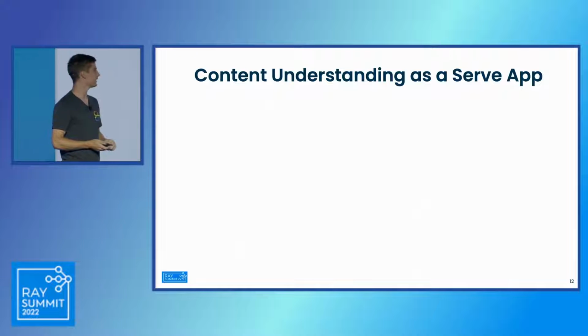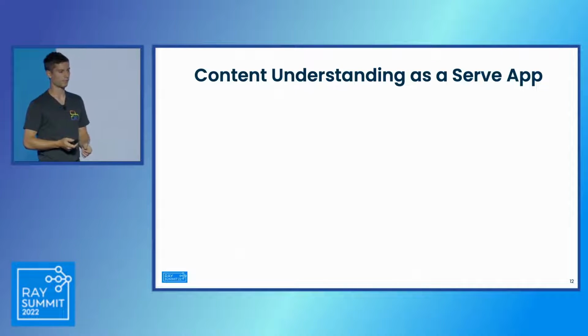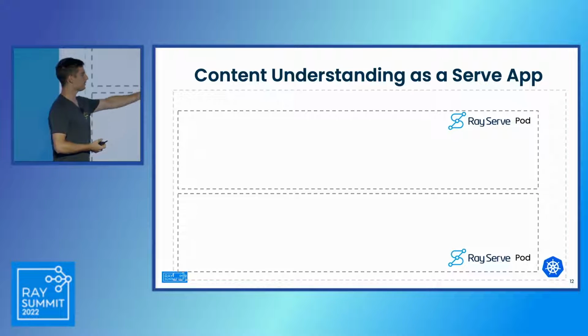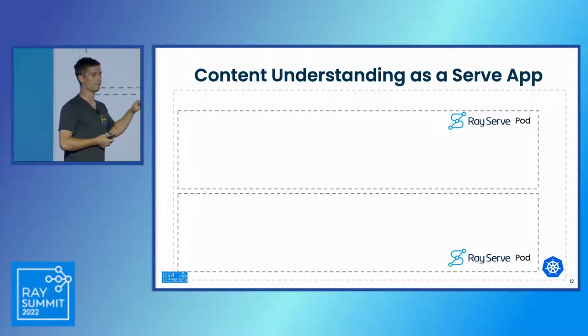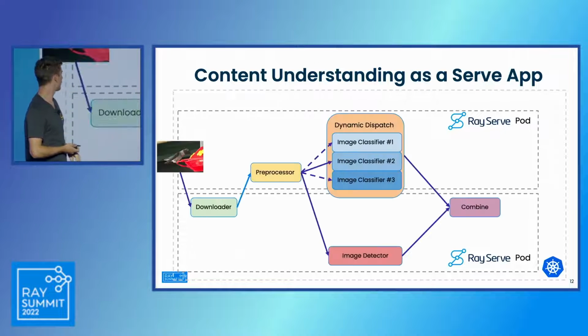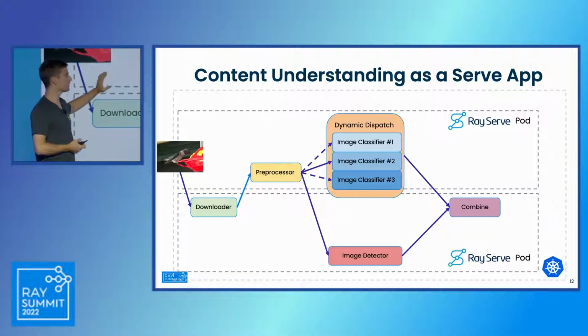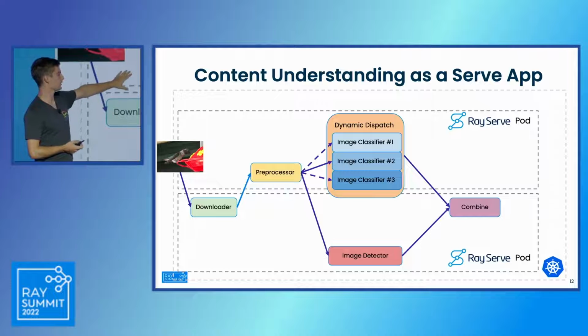So let's revisit the example that we had for content understanding and just imagine what it might look like as a Serve application. So we may still want to run on Kubernetes, like many of our users do, but now we have pods that are managed by RayServe. Our entire application is expressed as a single Python program, and it can be flexibly deployed across our Ray cluster that's running RayServe.